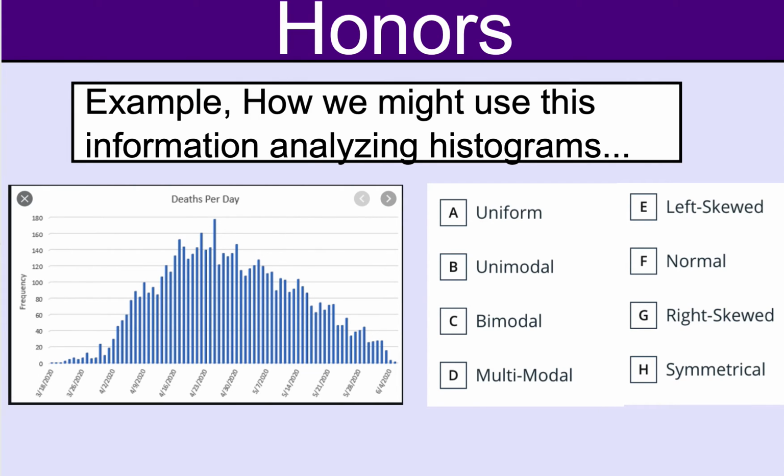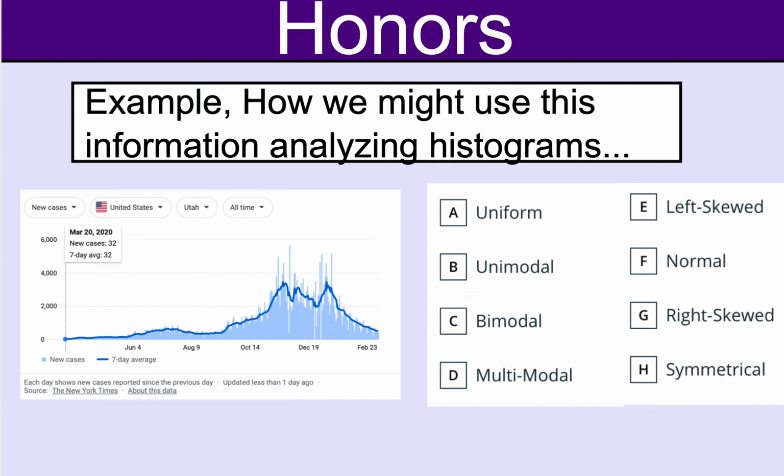Let's look at another example. Okay, in this case, these are the cases in Utah of coronavirus with the 7-day average highlighted there in blue. As you notice with this situation, generally speaking, looking back on the data, this has a really clear, distinct, big rise and fall here in the middle.